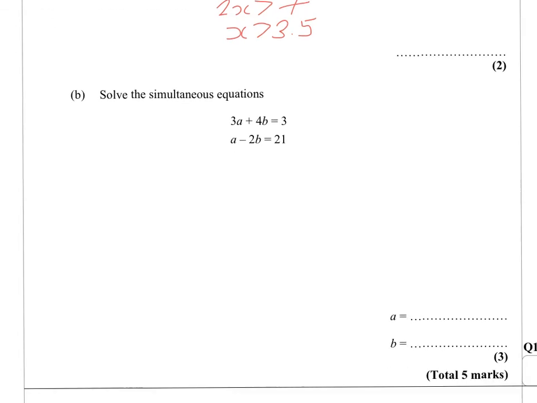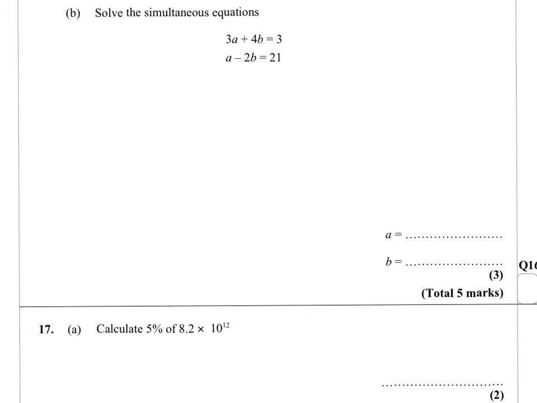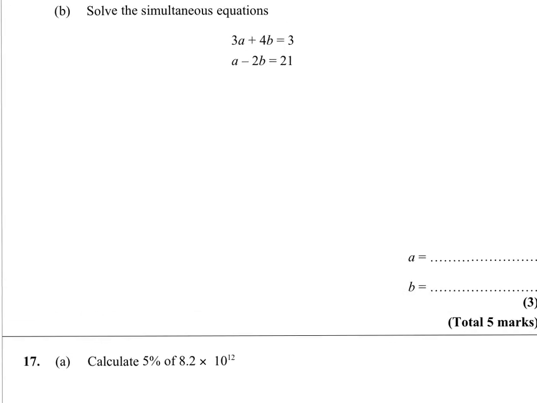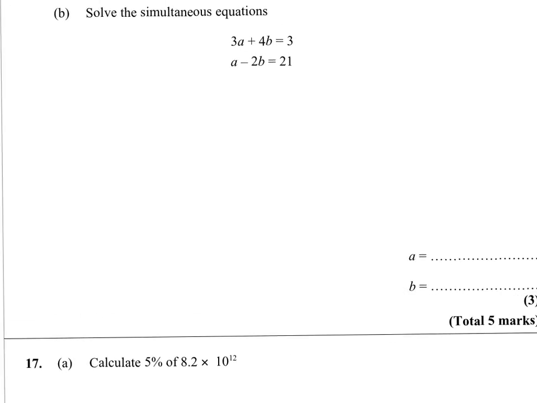Right. Solving simultaneous equations almost always comes up in the GCSE. So how would I go about doing this? The elimination method is the straightforward method. That means we're going to get rid of either the a's or the b's in order to solve the equations.